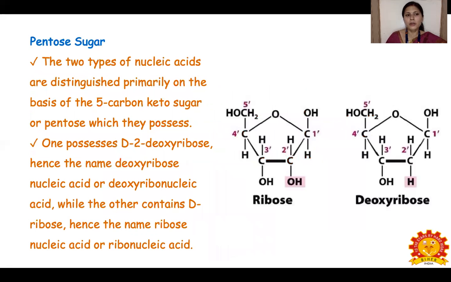Next we'll talk about the pentose sugar. Pentose means a 5 carbon sugar, and in the Haworth formula it takes the furanose ring. The 2 types of nucleic acid are distinguished primarily on the basis of the 5 carbon sugar, the pentose, which they possess. One possesses D-2-deoxyribose, hence the name deoxyribonucleic acid, while the other contains D-ribose, hence the name ribonucleic acid.